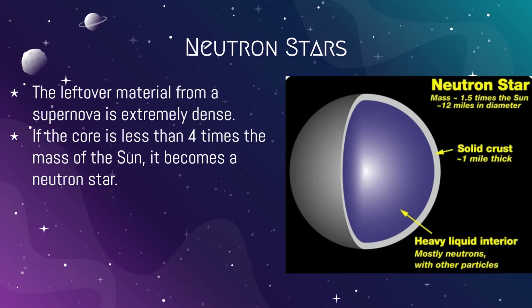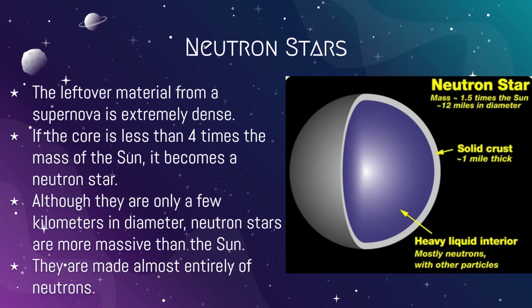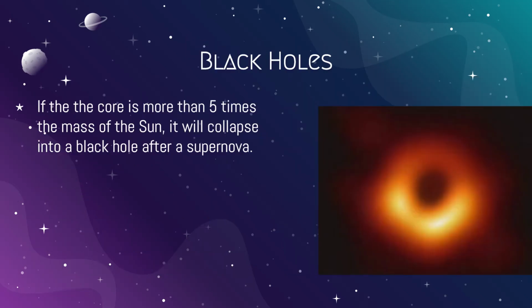If the core is less than 4 times the mass of the Sun, it becomes a neutron star. Although they are only a few kilometers in diameter, neutron stars are more massive than the Sun, and they are made almost entirely of neutrons. Very large stars, after they go through a supernova, can either become a neutron star, or if they have a bit of a larger core, they become black holes.